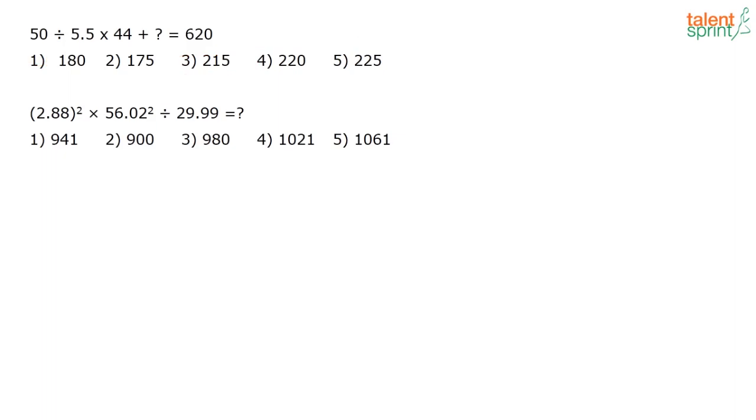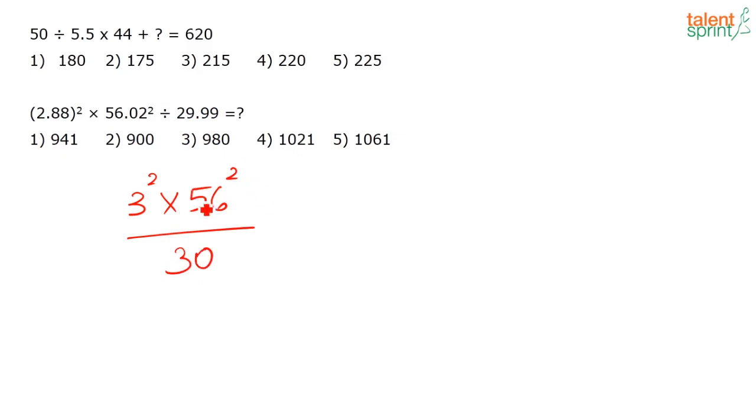Now the next question, a lot of you are giving me the answer as 941. Let's see. Here you can approximate. Why? In the question all the numbers have decimal points, but in the answer you see there are no decimals. So I think we can go with approximations. I am going to take 2.88 as 3, so 3 squared into 56 squared divided by 29.99. You can take it as 30, correct?